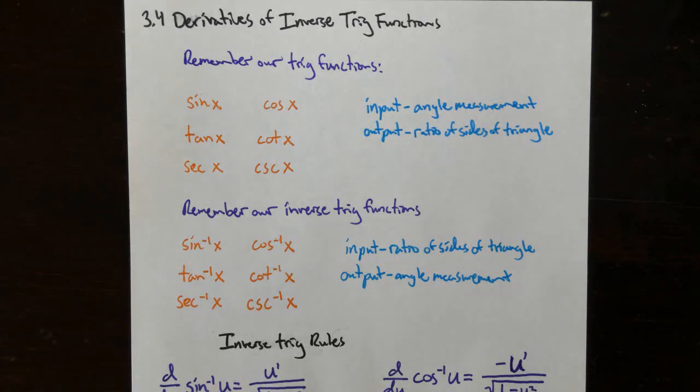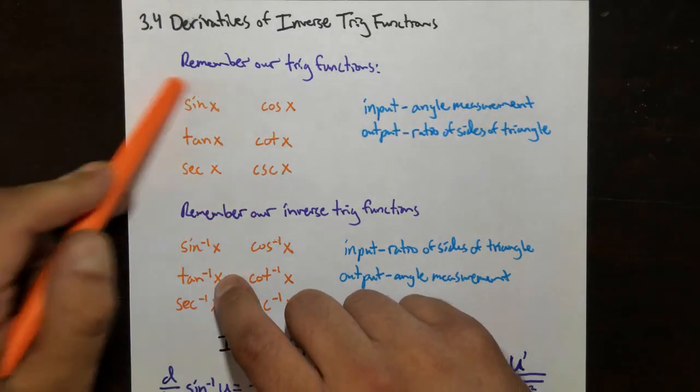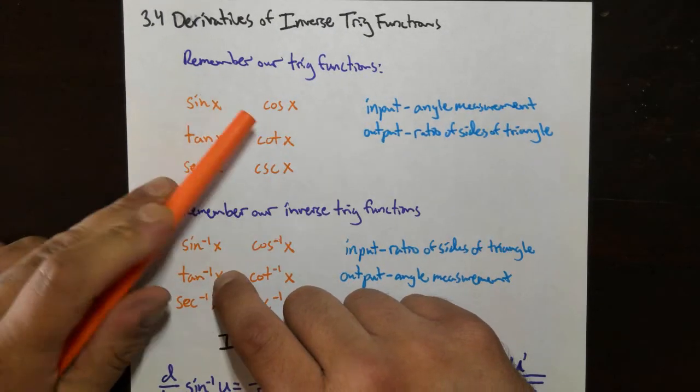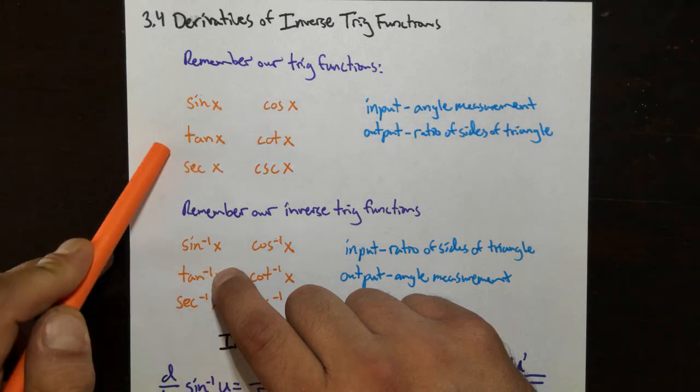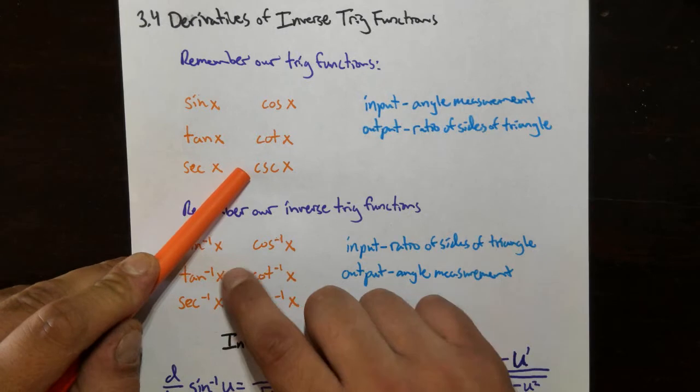Hello class, today we're going to be talking about derivatives of inverse trig functions. So first, let's just recall our trig functions. We have six that we're going to talk about. We have sine, cosine, tangent, cotangent, secant, and cosecant.